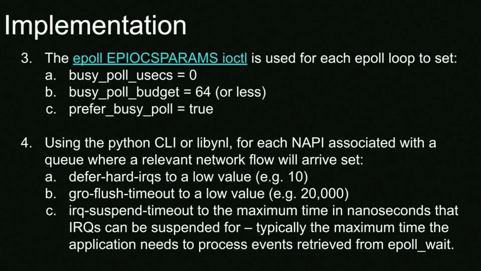And so you can think of using defer hard IRQs and grow flush timeout, using those with small values, to sort of ease your way back into being interrupt driven again, so that you're not constantly flipping back and forth. So that's why you would set all three of these values. This again is explained in the kernel documentation that I linked to earlier. So you can go and read that if you're interested in this.